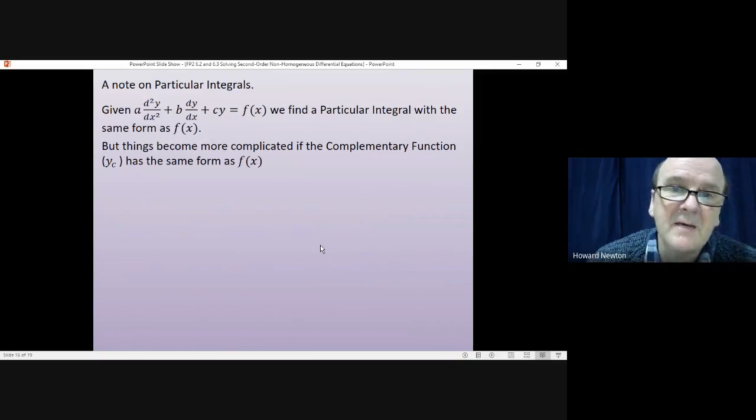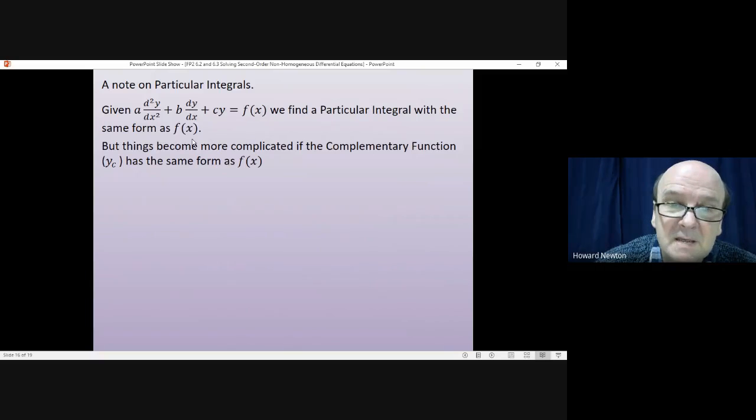Now we'll just have a few moments to think a little bit more about particular integrals. It really depends on which course you're doing, but some courses ask you to go one step further with particular integrals. We said already that if you've got the differential equation equal to f of x, then we just find a particular integral with the same form as f of x.